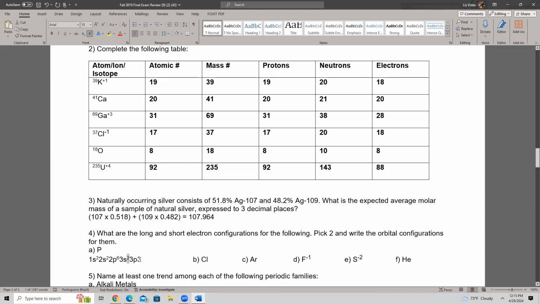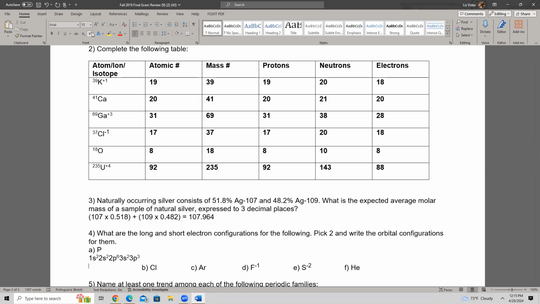Whereas the next one, the 3s is also level 3, and the s part is full, but the p part is not. And remember, if you add the 2 plus the 3, it tells you that you are in group 5A, which you are. And the 3 in front of the 3s and the 3p tells you that you're in period 3, which you are. So that's a really good thing to know.